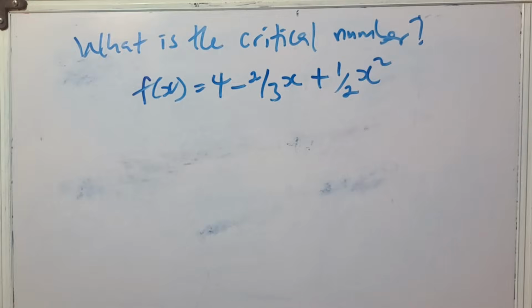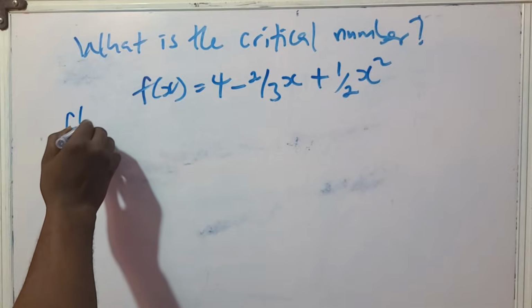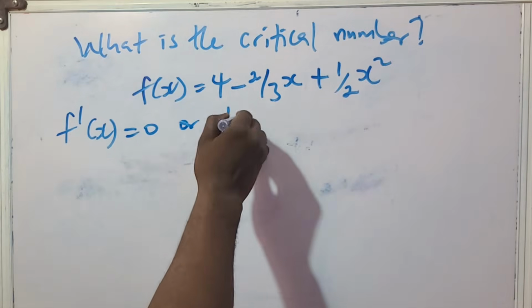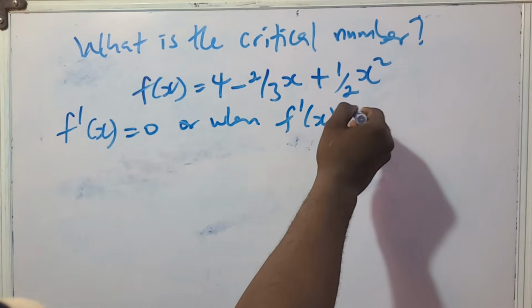Okay, let me just solve this for you. A critical number occurs when the derivative of the function is equal to 0, or when the derivative of the function does not exist.